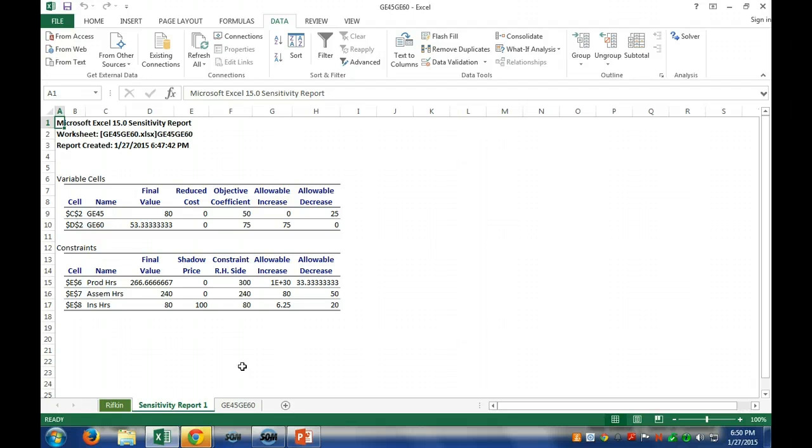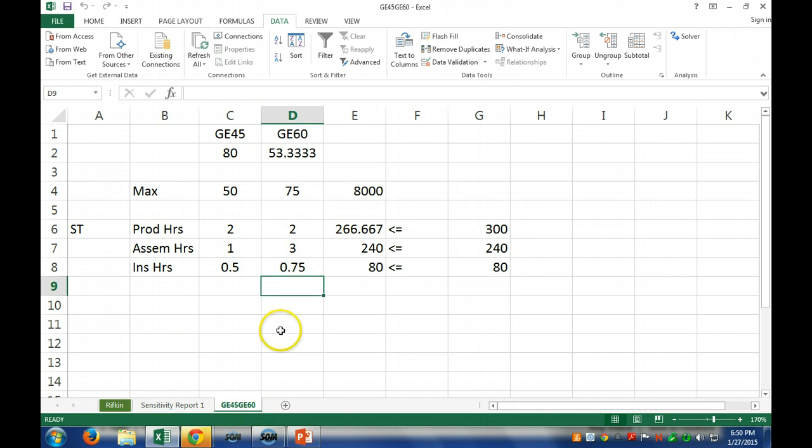So if the price goes down by 10 bucks, we start making $10 profit, my mix will not change. What will change? Well, let's take a look at it. My profit, you're right. So let's go back to this. What this is saying is the range of optimality for GE45s is anywhere between 25 and 50.